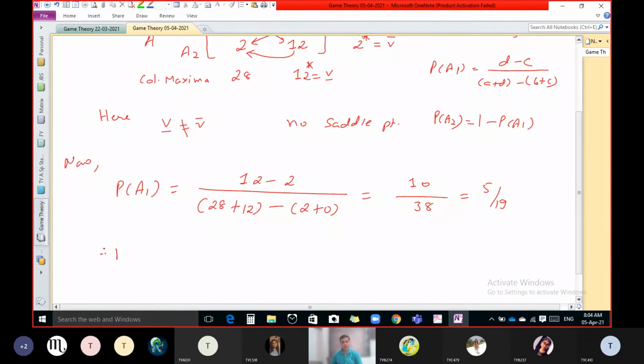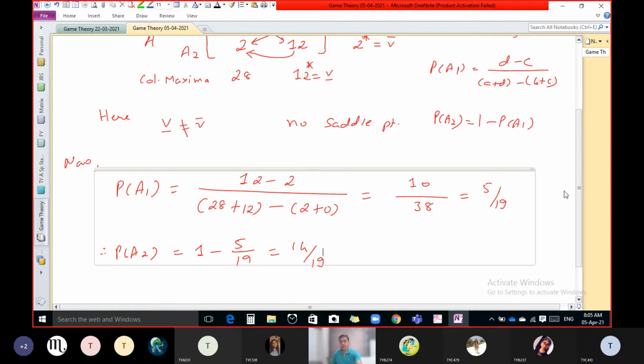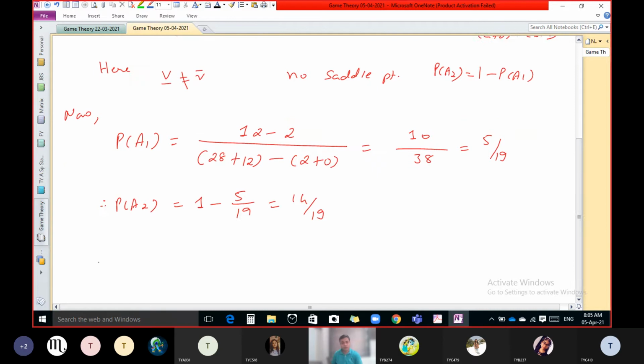So you can write probability of A2 as 1 minus 5 by 19. So we get 14 by 19. So the probability of A1, meaning the chance A will take A1, is 5 by 19, and A will take A2 is 14 by 19. This is for A. Now similarly you have to find out probability of B1 and B2.